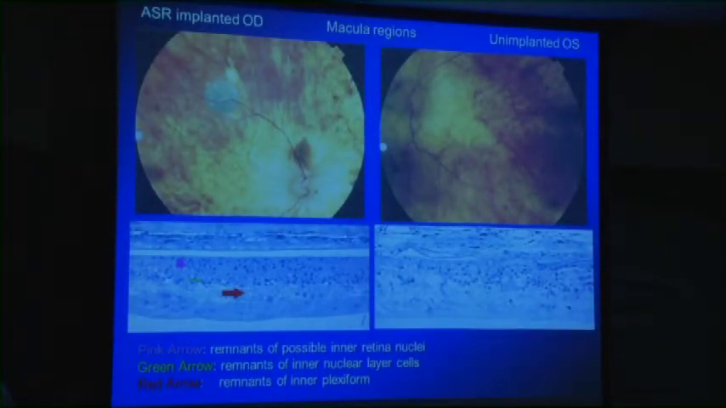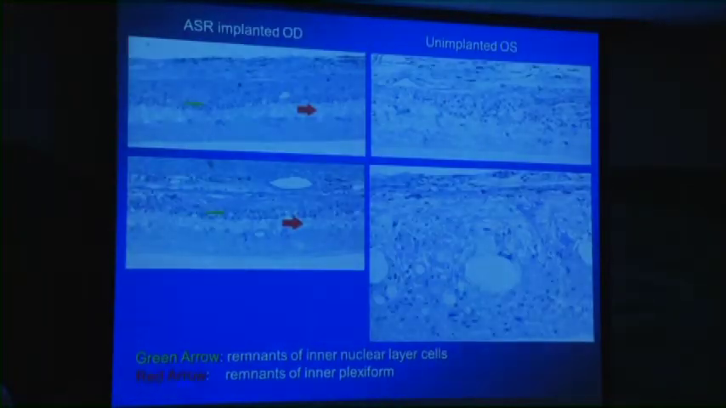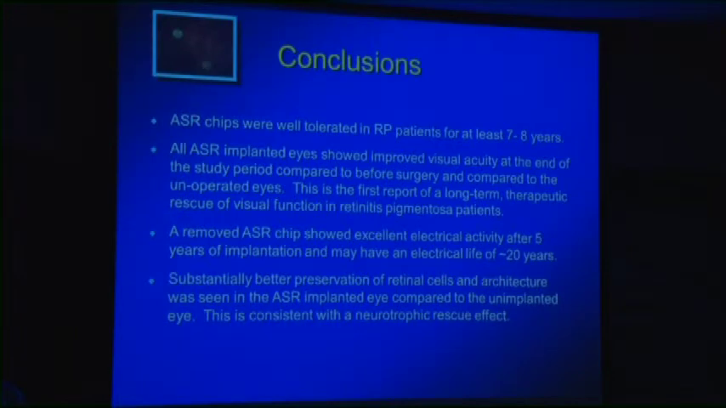What was remarkable is that in the eye that had the implant, there was preservation of some structure of the retina, including cells, compared to the opposite eye, where there was marked disorganization. Here's another section. In the implanted eye, you can see the outer plexiform layer with some cells still present. In the opposite eye, you can see the marked thickened disorganization. So this is consistent with the neurotrophic rescue effect that we've seen.